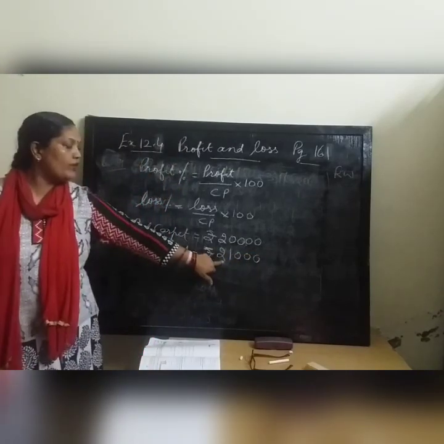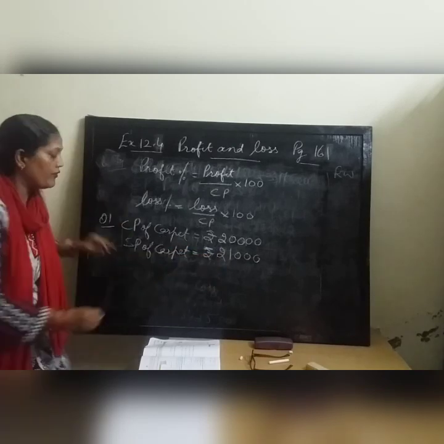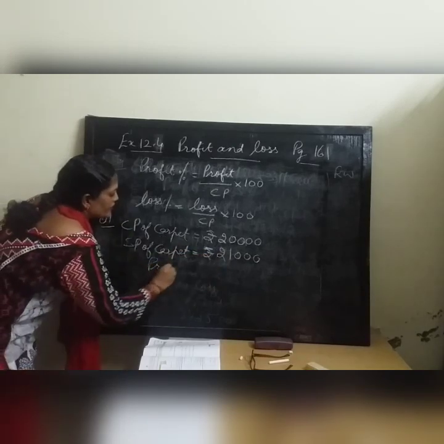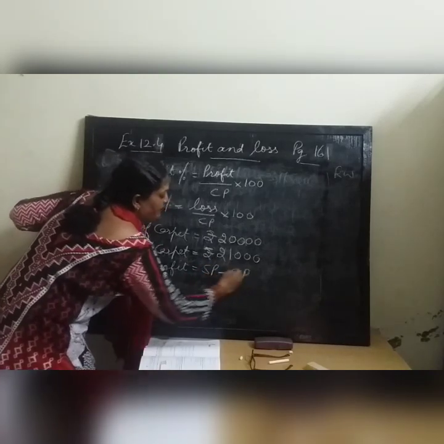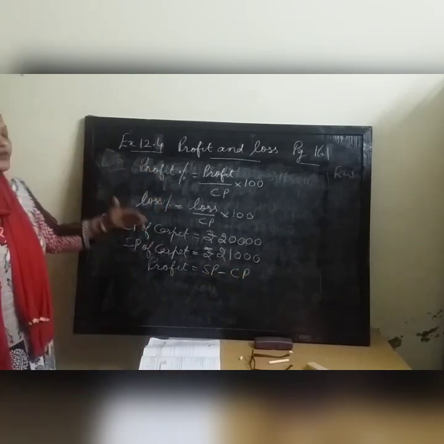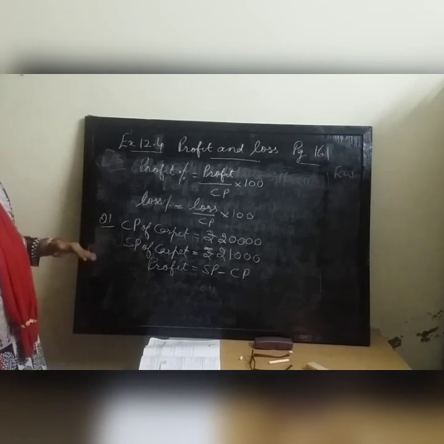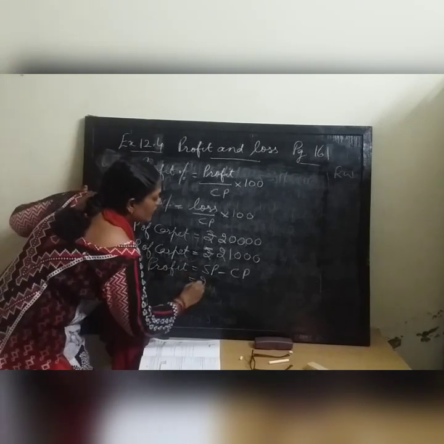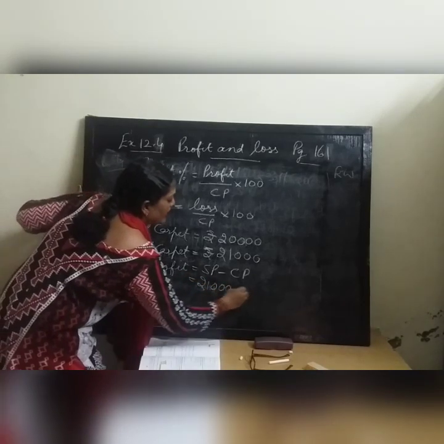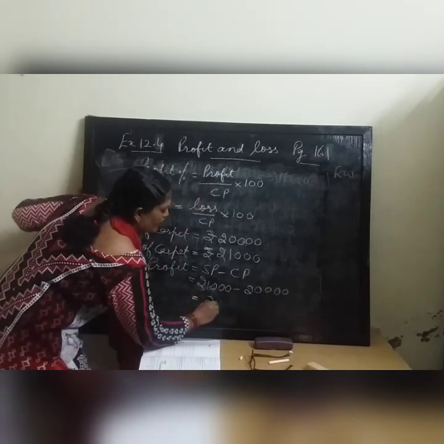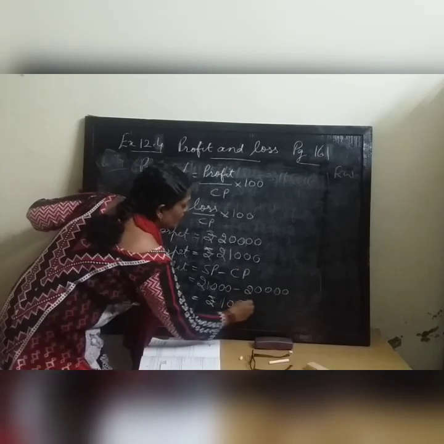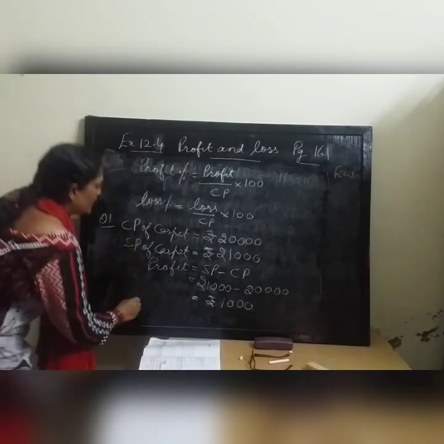Now tell me, is there profit or loss? See, selling price is more. That means there is a profit. Profit is SP minus CP, you have to write the formula. There are step markings in mathematics. For every step you will get 1 or 2 marks. So this will be 21,000 minus 20,000, that is rupees 1,000.